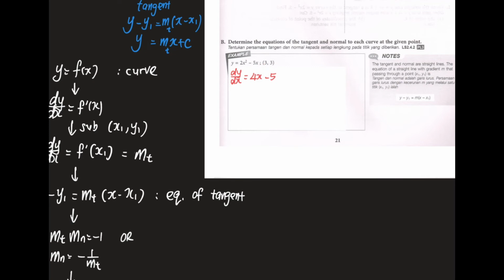Our x coordinate is this, which is 3. Substitute inside, x equals 3. dy dx equals 4 times 3 minus 5, which is equal to 7. Okay, I give you one more piece of information which is quite important.